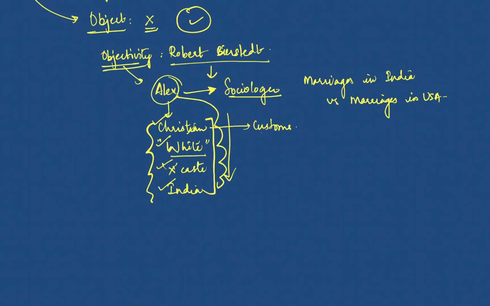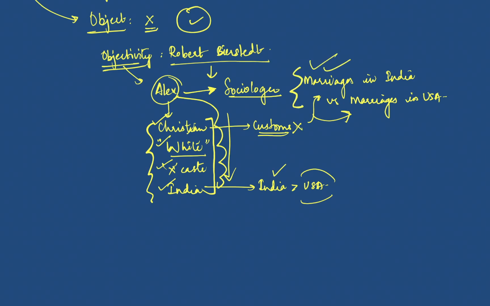But he should forget all this when he is studying marriages in India and marriages in USA. And he belongs to India, so he shouldn't have any predisposition that India is better than USA. Okay, he might individually feel that his country is better than any other country in the world, but when he's conducting the research, he should basically forget that he's an Indian. So that is what objectivity basically says.